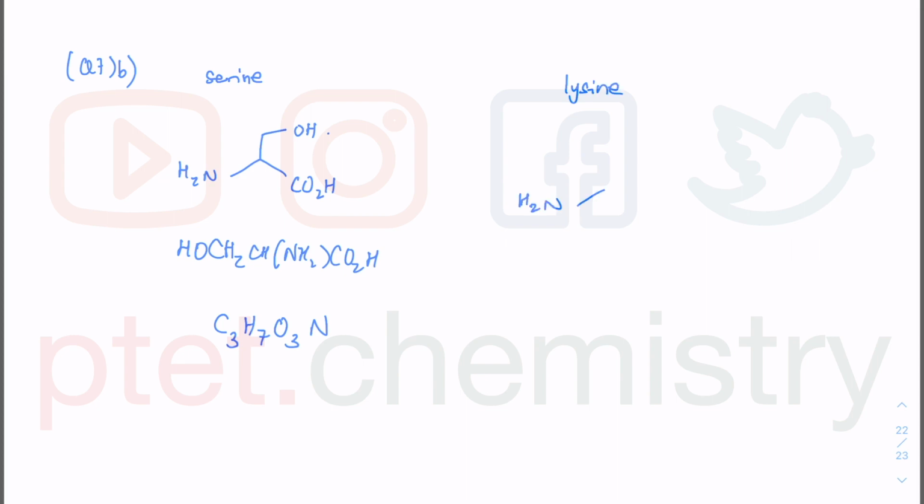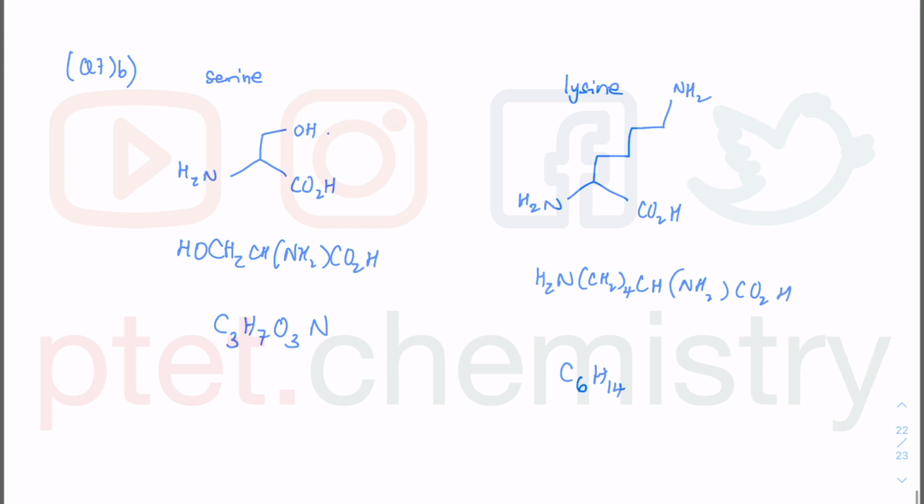Lysine there, if I draw it the normal way I draw my carboxylic acid, then I have CH2, CH2, CH2, CH2, and then NH2. So I have 4 of this CH2 as my side chain: H2N, CH2 four times, CH, NH2, CO2H. If you total the number of carbons, there are 6 carbons. Hydrogen, there are 14 hydrogens altogether. There are 2 oxygens and 1 nitrogen.